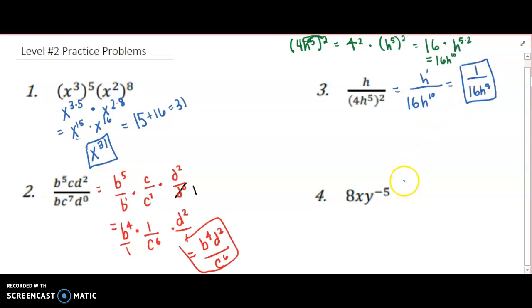Okay, last one on these level 2. Remember when you see something like this negative 5 power, because it's not in parentheses, it only applies to the y. It doesn't apply to the whole thing, only the y. If it applied to everything, these would be in parentheses. So this is just 8x, and remember when we have a negative, we take it to the bottom. So y to the 5th, that would be my final answer.